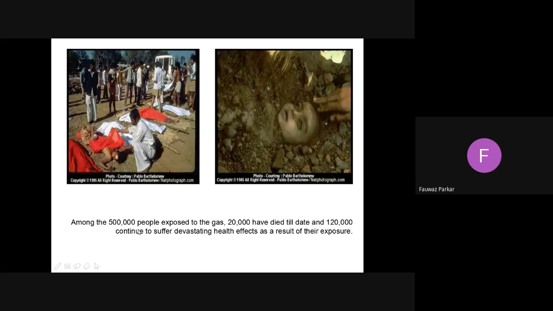Among the 5 lakh people exposed to the gas, 20,000 have died till date. Some died immediately due to acute disease, and chronic diseases are also there. Still 1,20,000 people from the 5 lakh, almost 25%, continue to suffer the devastating health effects as a result of their exposure.